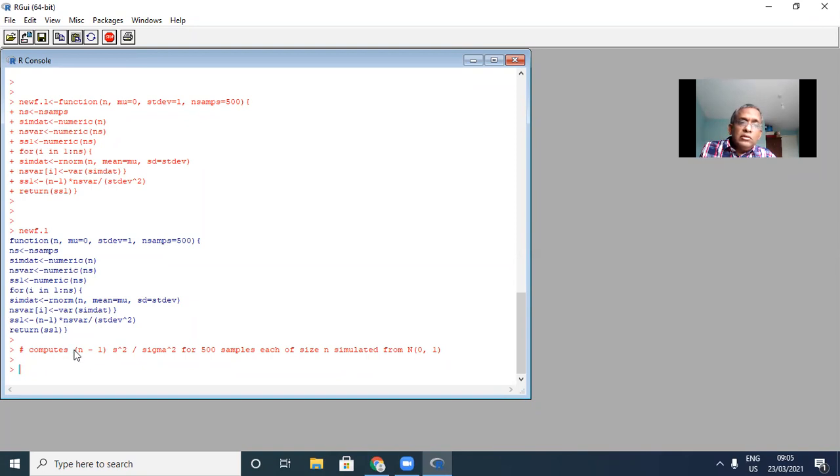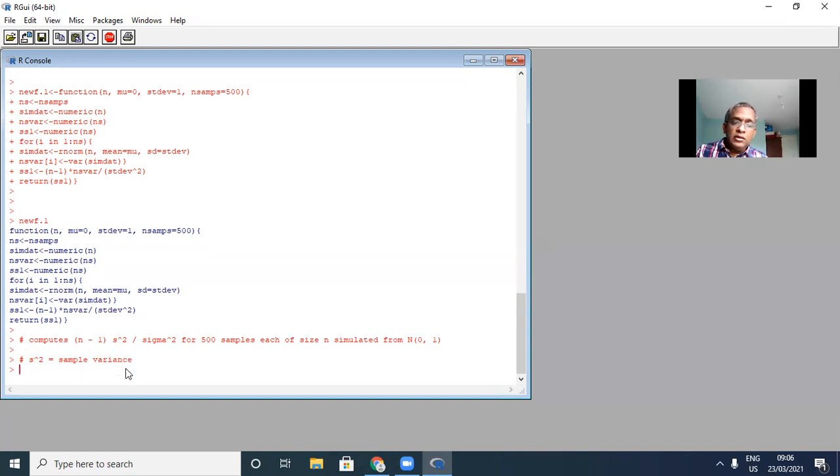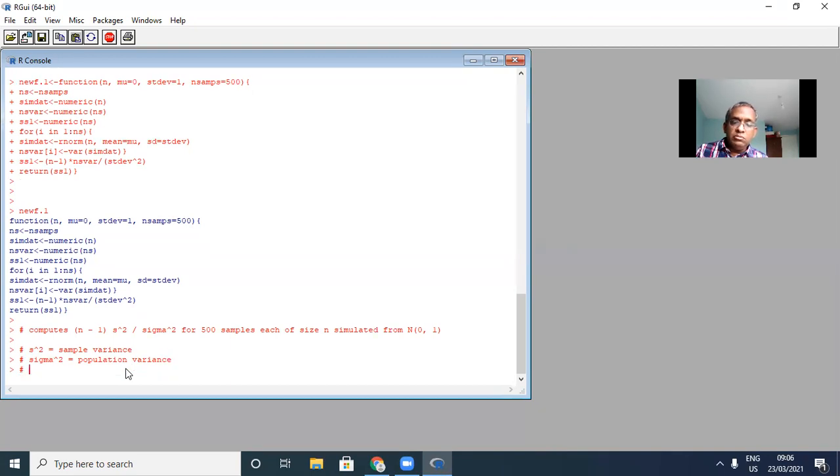You may recall we talked about this statistic some time ago in one of the videos. I think the video was on chi-square distribution. In that video, I explained to you that, before I talk further, let me say S squared here is the sample variance, and sigma squared is the population variance, and n is the sample size.